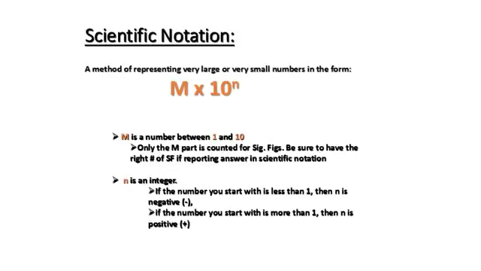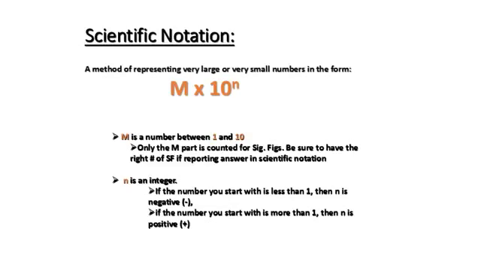So the M part is the only part counted for significant figures. We'll talk about that a little bit later, but this is the only part you count to determine the number of significant figures. So be sure to have the right number of significant figures, or sig figs, when you report your answer in scientific notation. And then this N right here is an integer. If you started with a number less than 1, then it's going to be negative. If you started with a number that's more than 1, then it'll be positive.